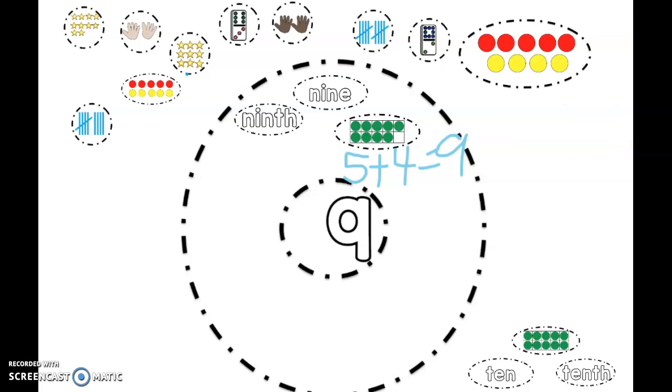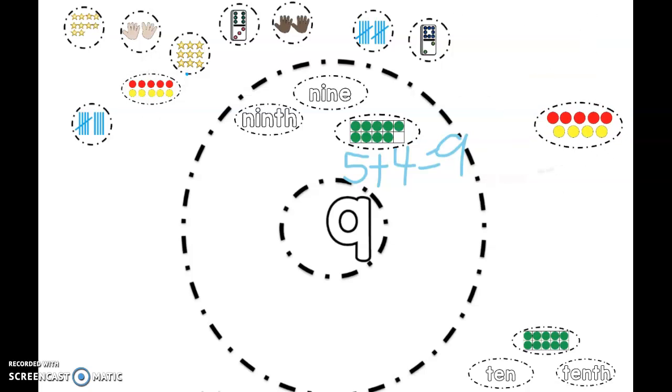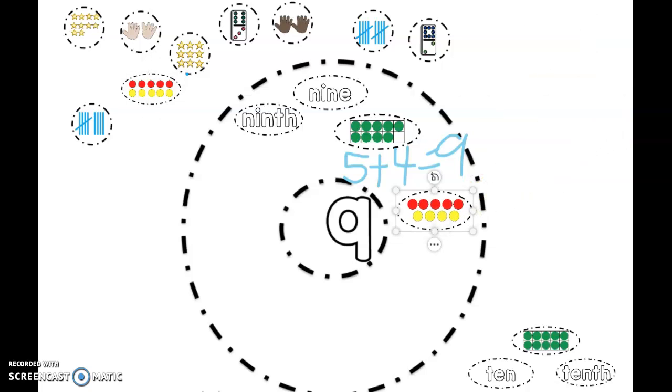So what do I need to do with it? I need to move it into the 10 frame, right? All right, I'm going to make it a little bit smaller. And I had how many red? 5. Plus how many yellow? 4. And that equals 9. So 5 and 4 is a way to make 9.